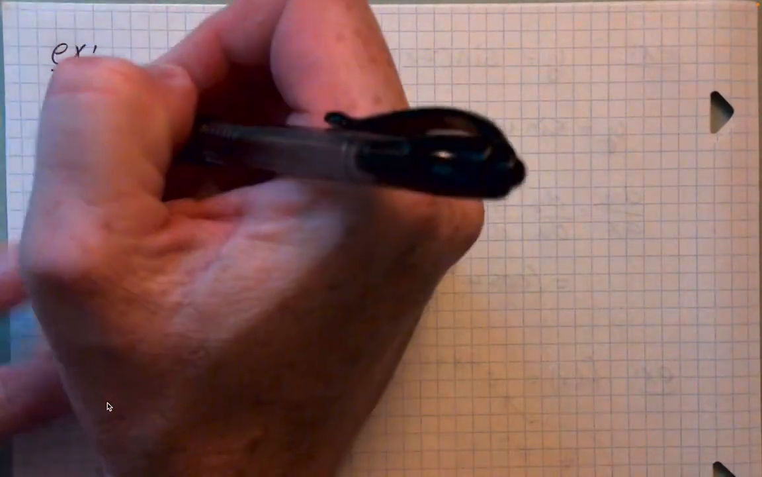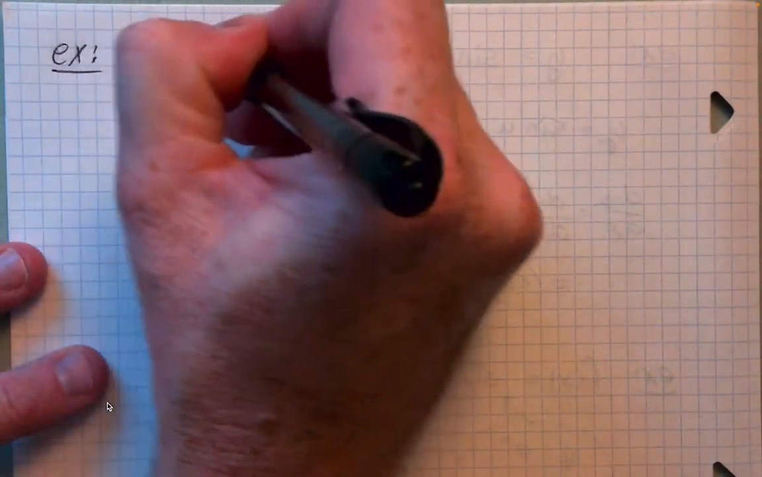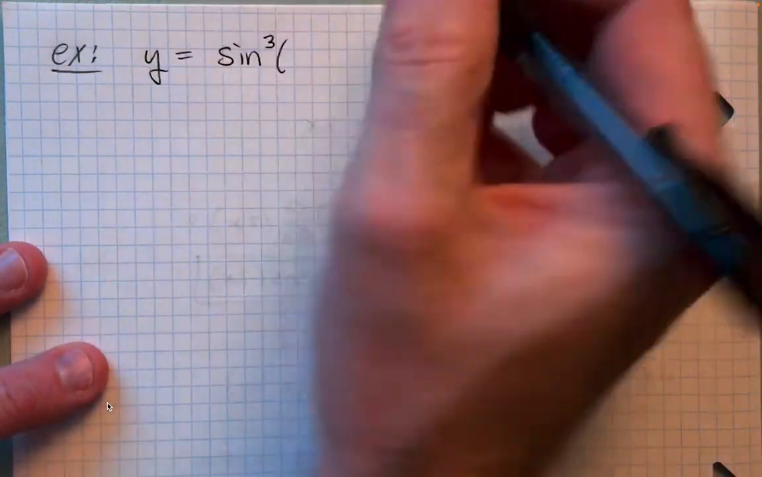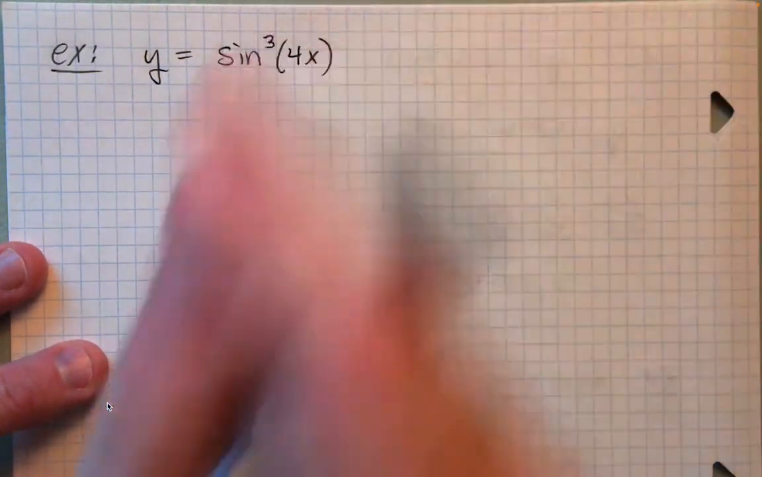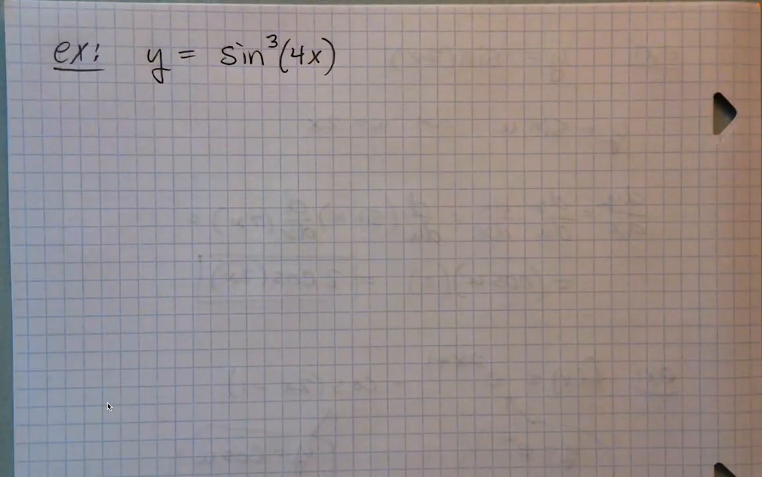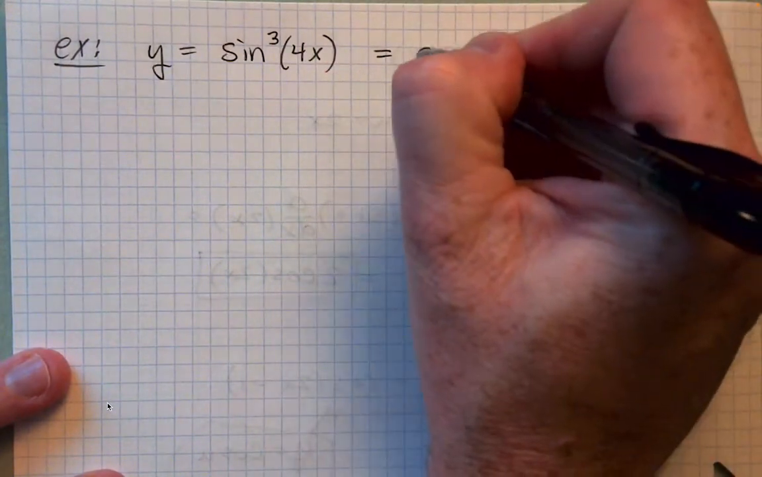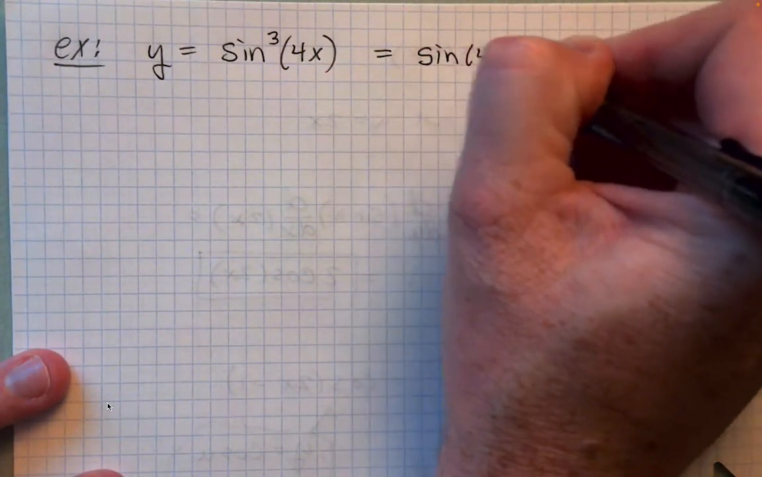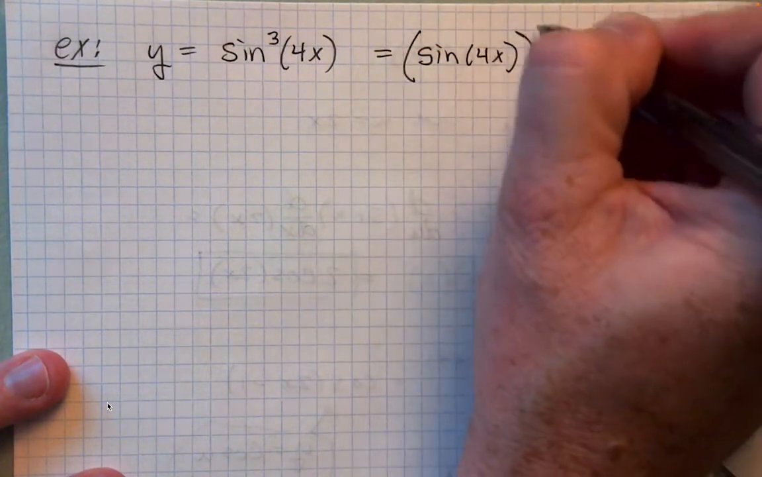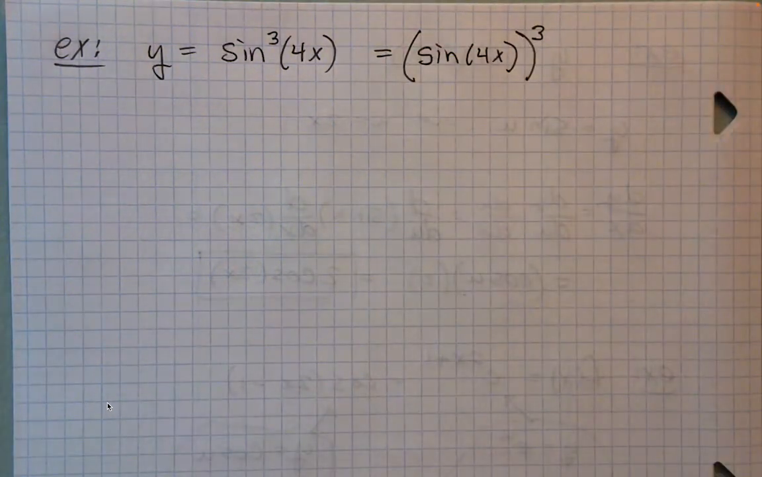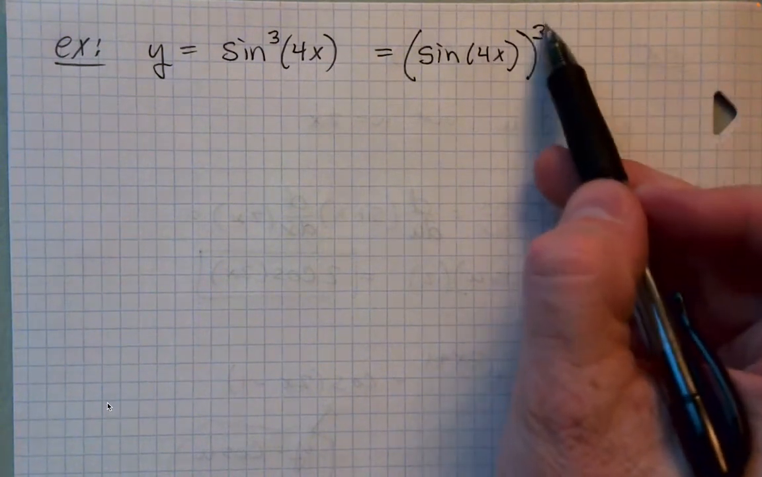All right. Now, what happens if you've got functions like, here's an example where we're going to have to actually use the chain rule multiple times. So what if you have a function that looks like this? y equals sine to the third power of 4x. So notice here that possibly a better way to write this that's more intuitive would be to write sine of 4x cubed.